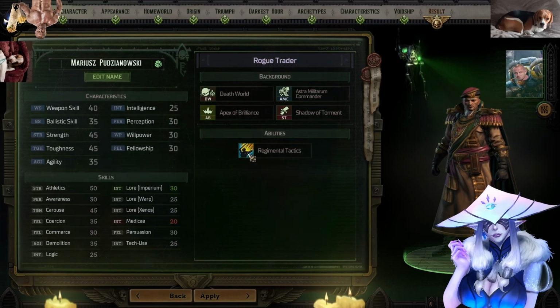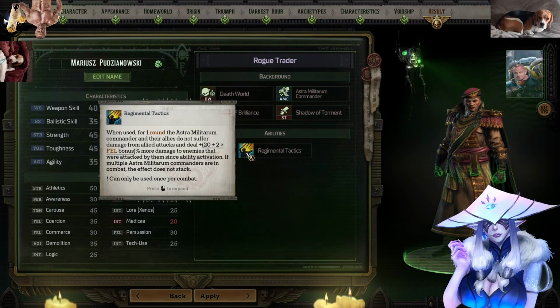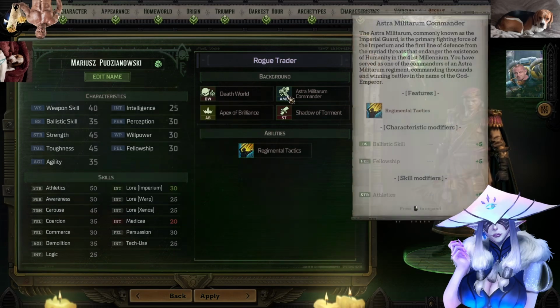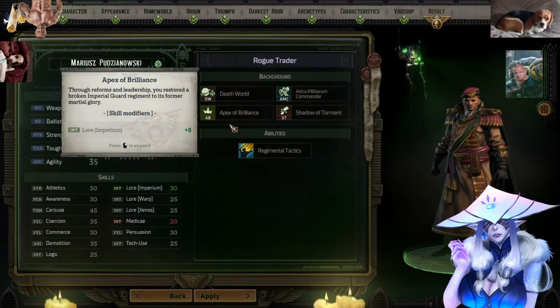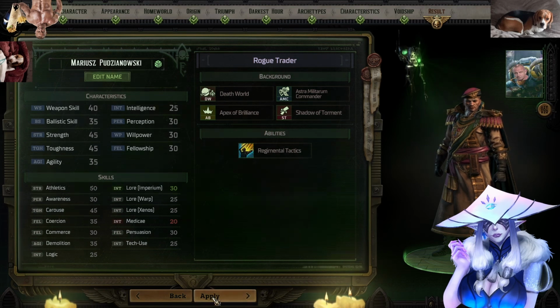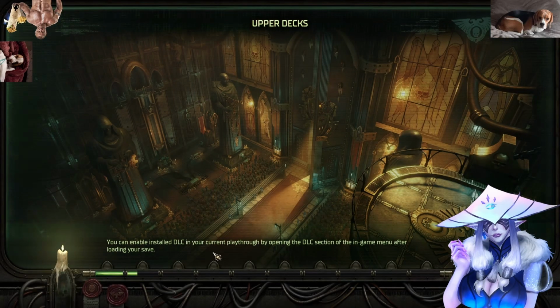There we go. Regiment Tactics. Yeah. Astra Militarum Commander. Apex of Brilliance. Yep. In that case, apply.